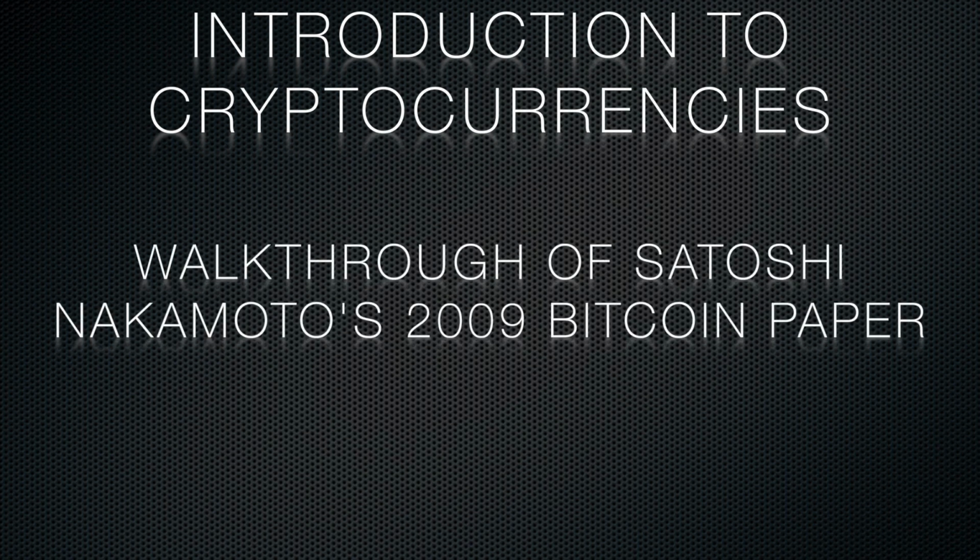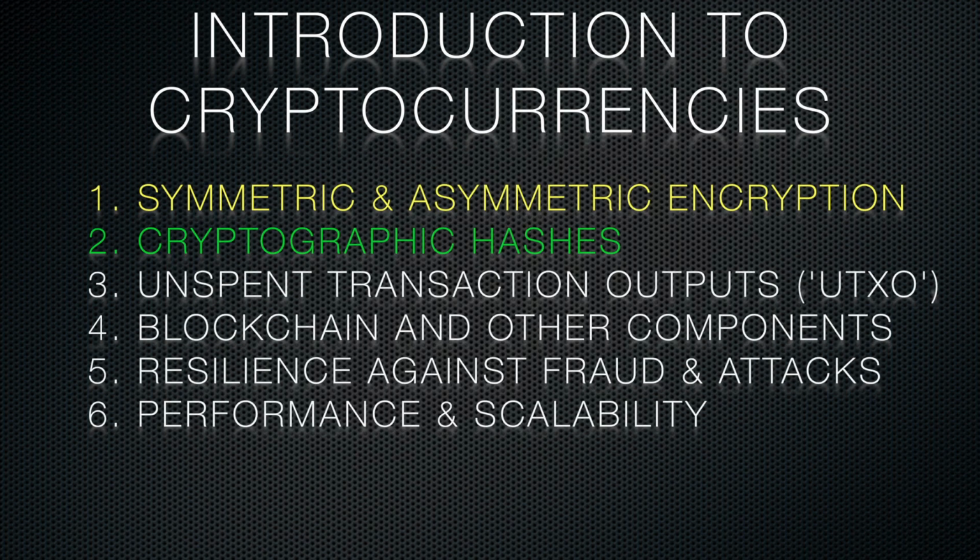In the previous video, we began a walkthrough of Satoshi Nakamoto's 2009 paper, Bitcoin, a peer-to-peer electronic cash system. We took a look at asymmetric cryptography to see how it helps with authentication and security. In this video, we're going to continue following the 2009 paper. This will include an introduction to another area of cryptography, hashing functions. After this, we'll address the double spend problem and blockchains, which we will embark on in the next video.